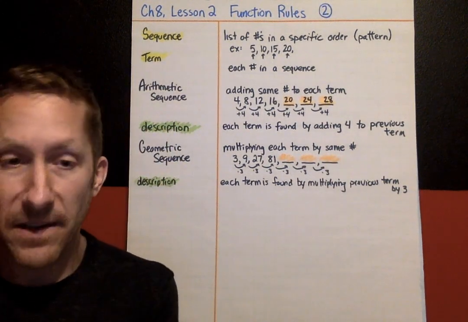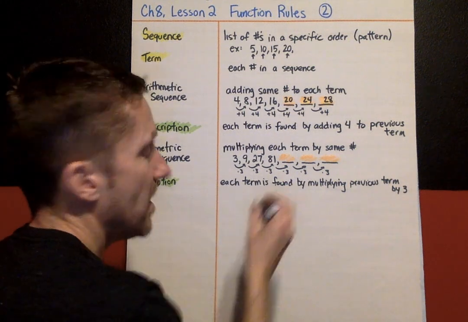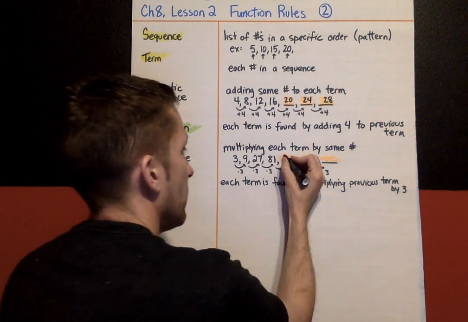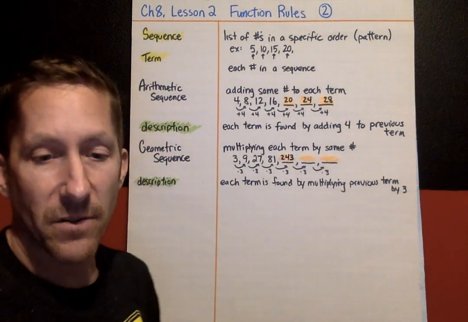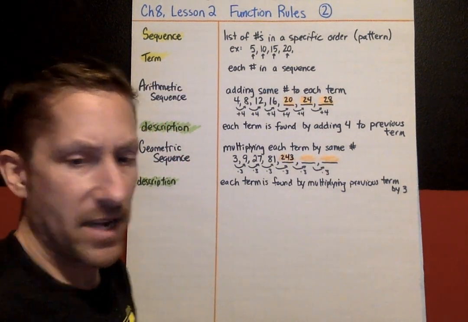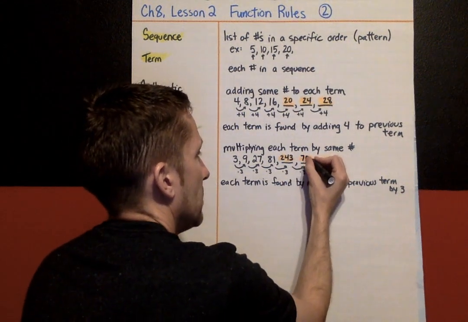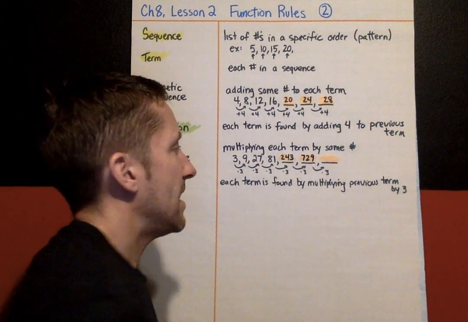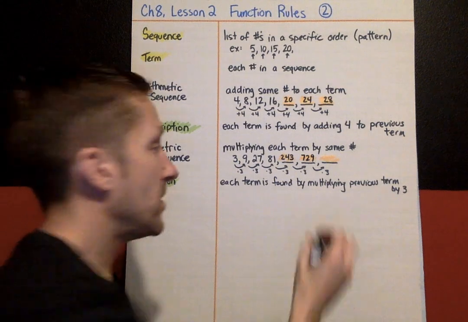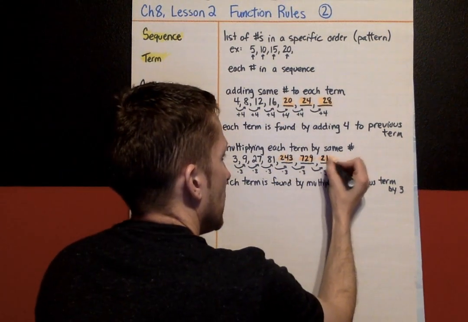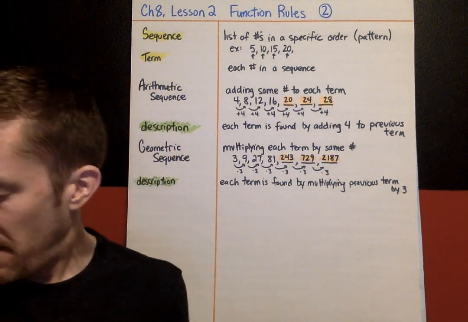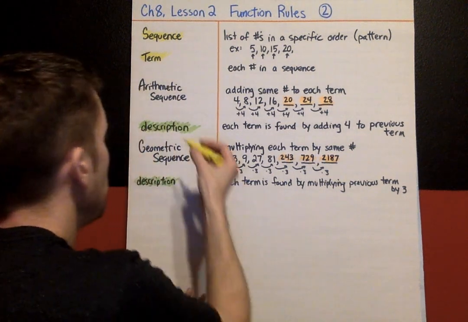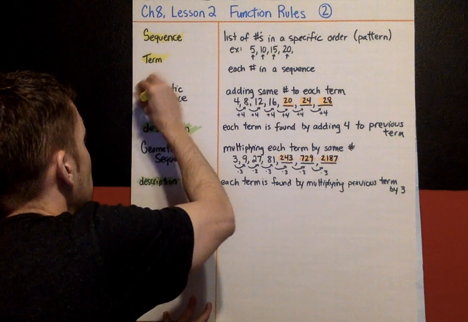If I used a calculator to find the next 3 terms, 81 times 3 would give me 243. 243 times 3 would give me 729. And 729 times 3 would give me 2,187. All right, so 2 different kinds of sequences.